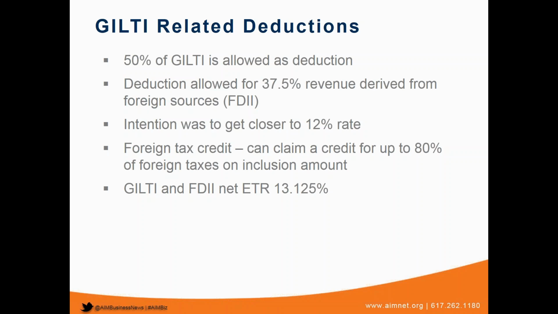Included with that is the mirror image of GILTI, which is FDII, foreign derived intangible income. So foreign derived intangible income is income earned by the U.S. entity from sales to unrelated foreign customers that exceed this routine amount, which again would be 10% times their tangible assets in the U.S. And so you're allowed a deduction of 37.5% of that foreign sales income. And this all revolves around this 13.125% rate that you'll see come up a little bit here.